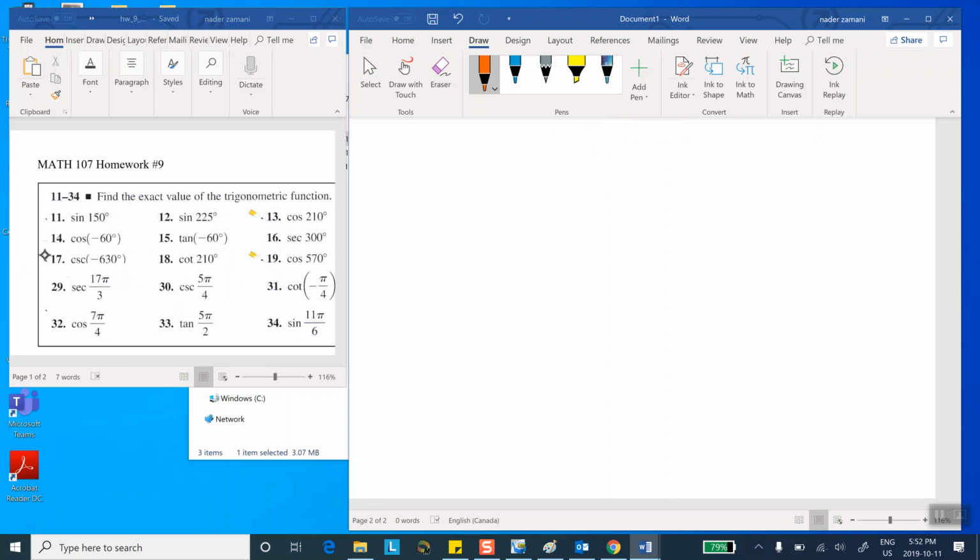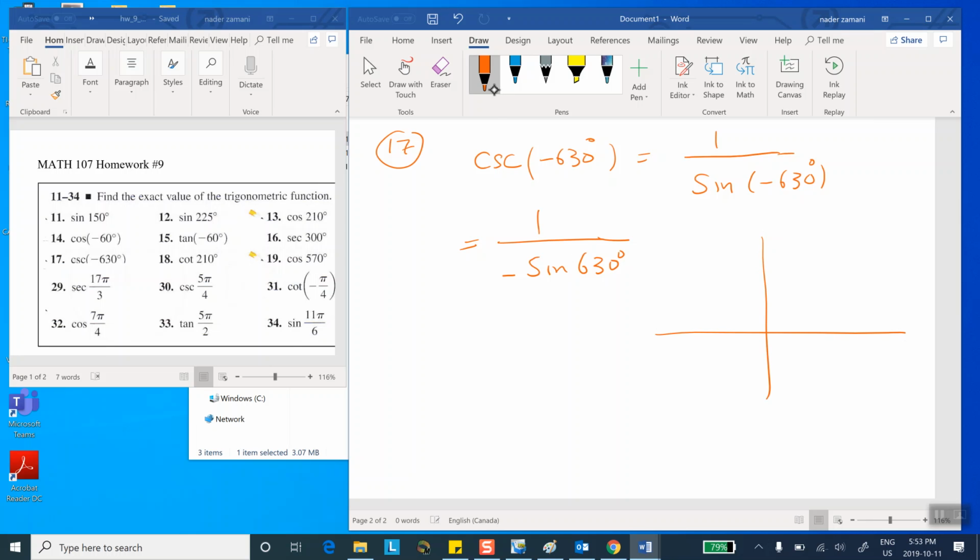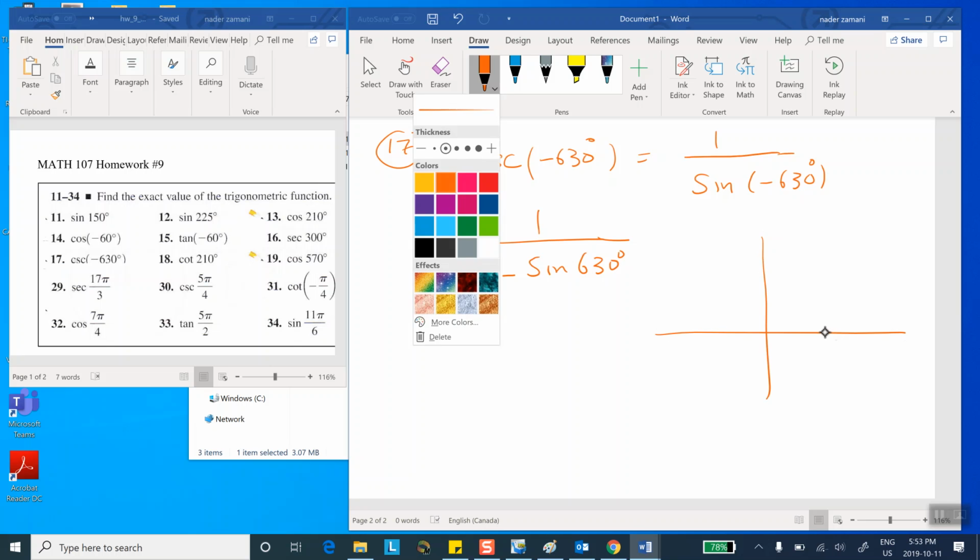Let's look at number 17. Number 17 is cosecant of minus 630. First of all, cosecant is 1 over sine of minus 630. And sine is an odd function, so I take the minus out, 630. And it all boils down to, do you know what sine of 630 is exactly? So let's see now, 630, let's try to draw this thing here. First of all, here's the trig circle.